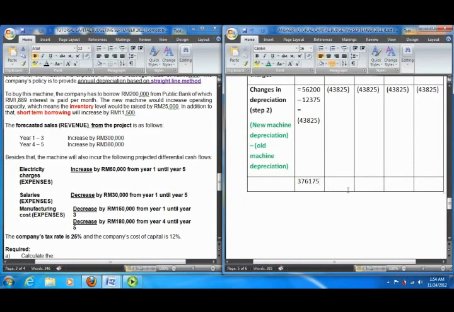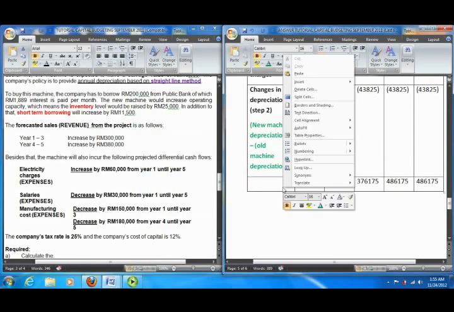$376,175. Same goes for year 3, it is the same when you calculate: 376,175. For year 4, you will get 486,175. Alright, class, don't forget the format of annual cash flow.